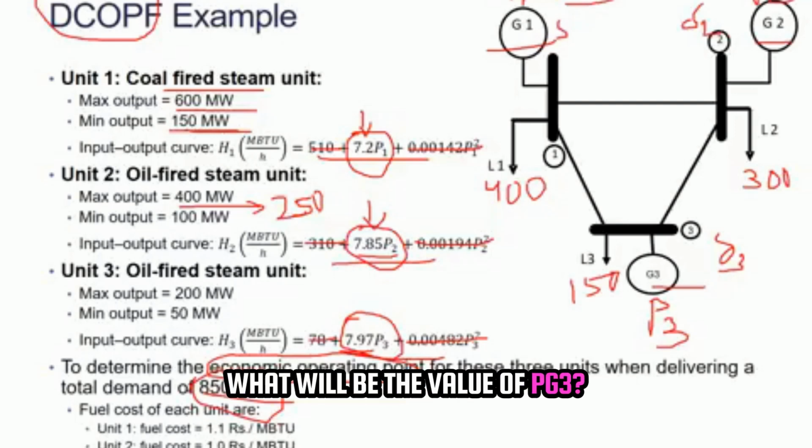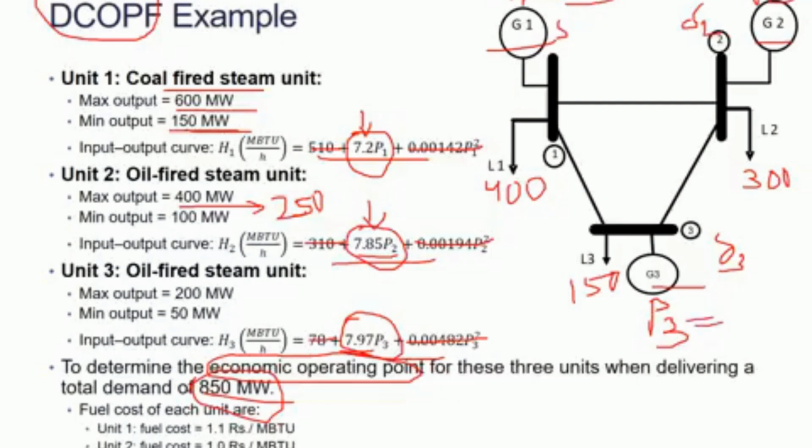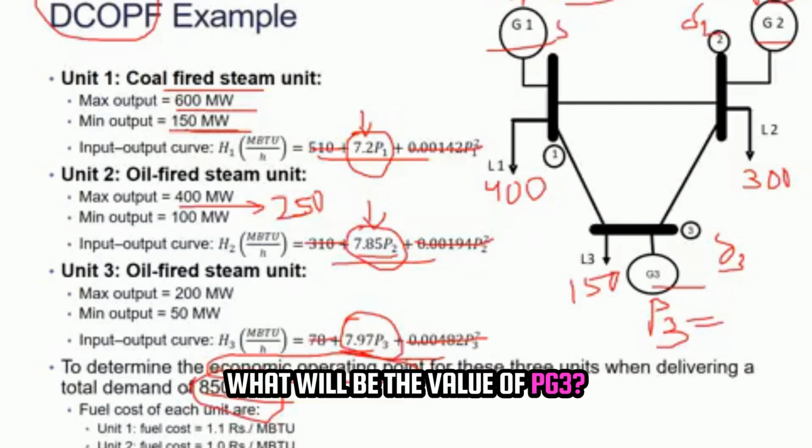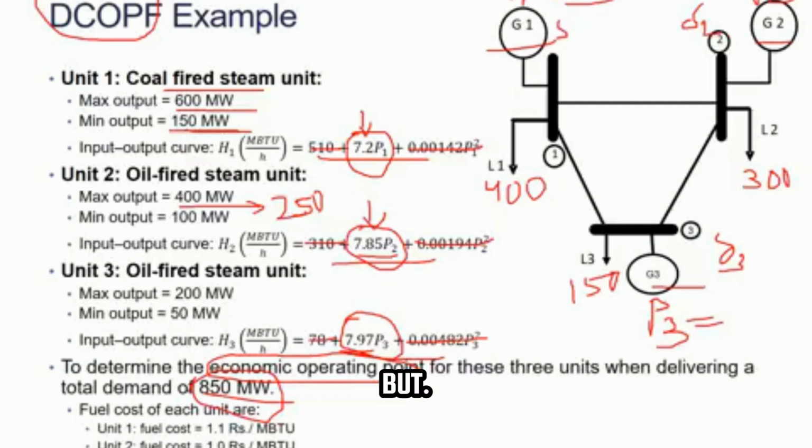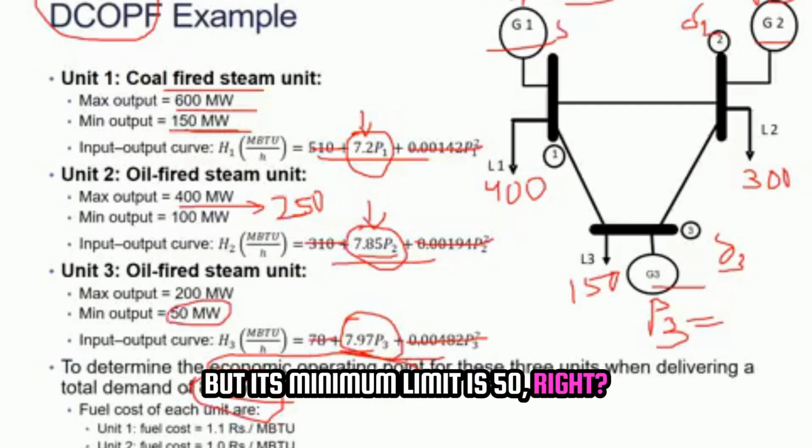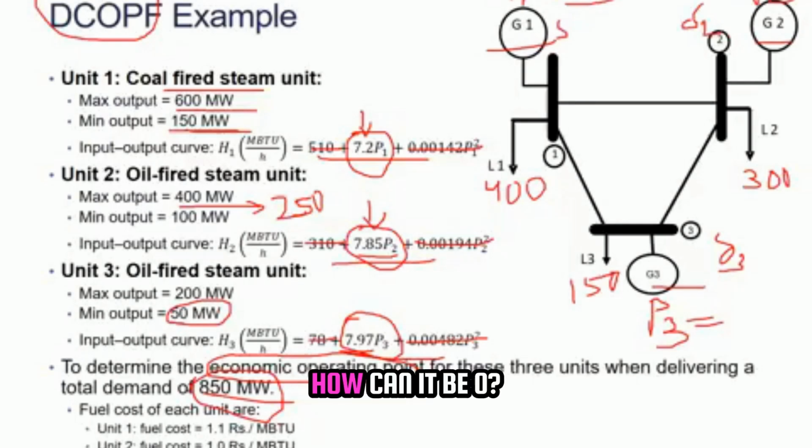What will be the value of PG3? What will be the value of PG3? But its minimum limit is 50, right? How can it be 0?